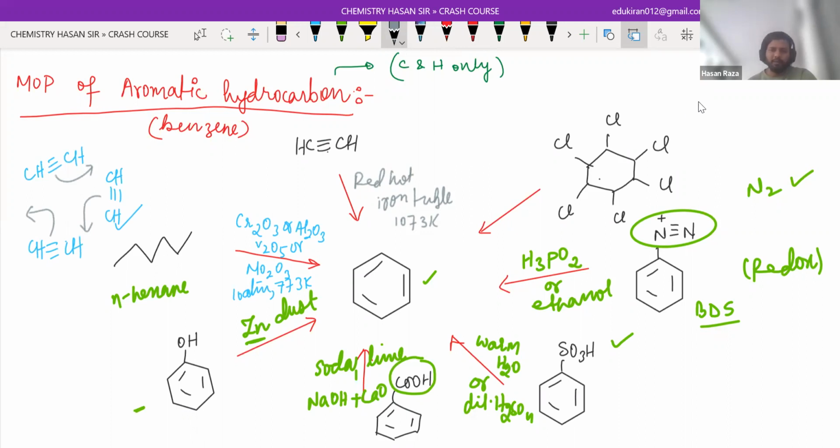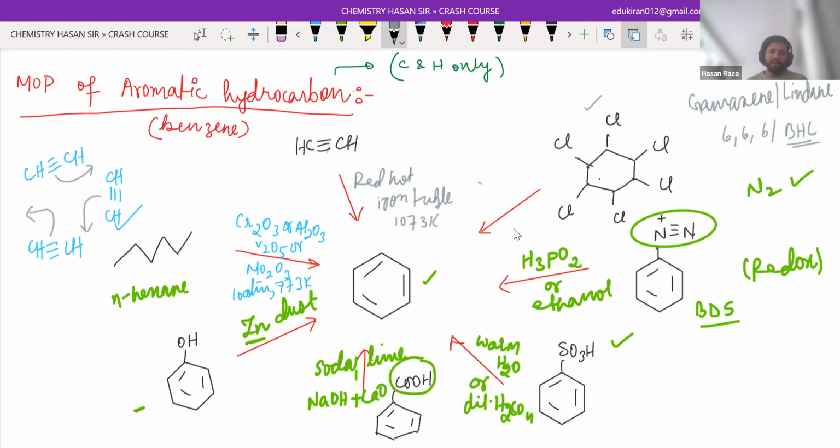The last one, which is very important, is known as gammexane. This compound is also known as gammexane or lindane. We also call it triple six, or BHC. BHC stands for benzene hexachloride. This is not benzene, but its common name is benzene hexachloride. You can see there is no pi bond, and you are going to react this with zinc dust.